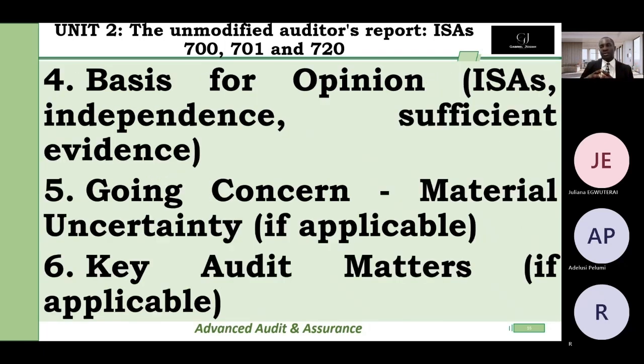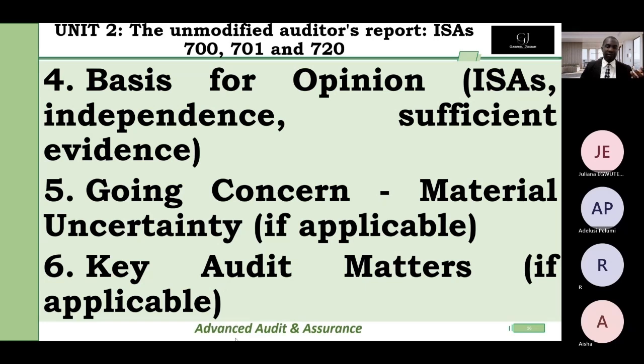And the basis for the opinion: the international standards on auditing used for the job, the independence of the auditors, and the sufficient and appropriate evidence they have that made them come to the conclusion of this opinion, which is very important. Then the going concern, which is material uncertainty. Can the organization continue in the near future? So this is very, very important in writing the going concern aspect of the report.